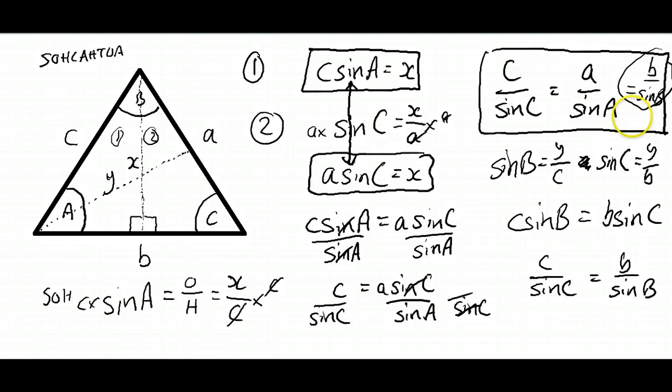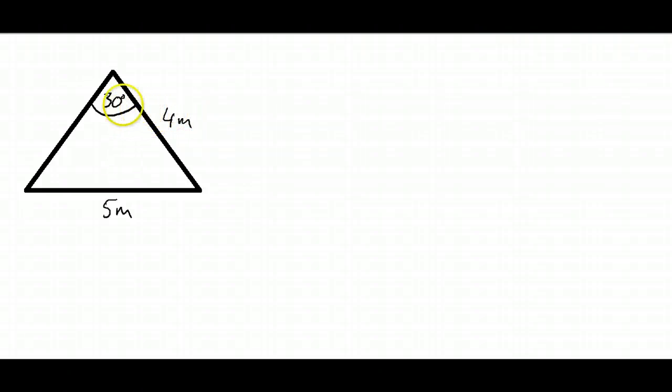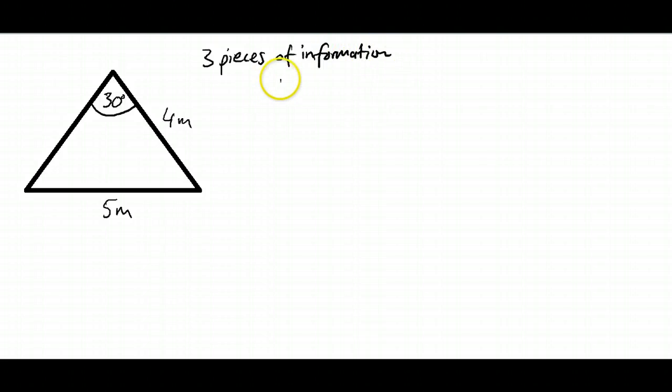Now let's see how we use this equation. Okay, let's say for example we've got a triangle like this. We know this side's 5 meters, this side's 4 meters, and this angle here is 30 degrees. We're always going to need 3 pieces of information in order to solve a non-right angle triangle. For right angle triangles, we only need 2 pieces of information: a side and an angle, or 2 sides. But for a non-right angle triangle, we need 3. We need a little bit more info.